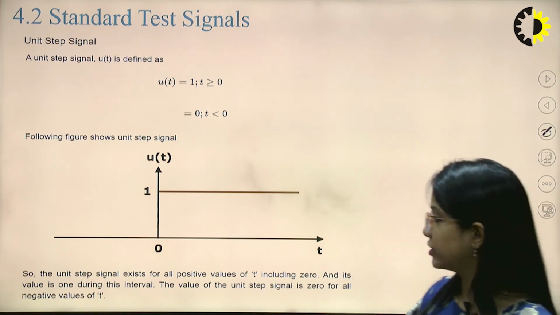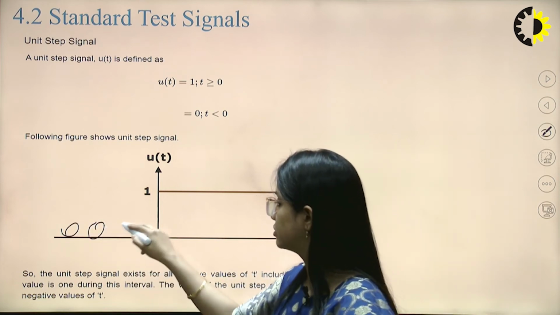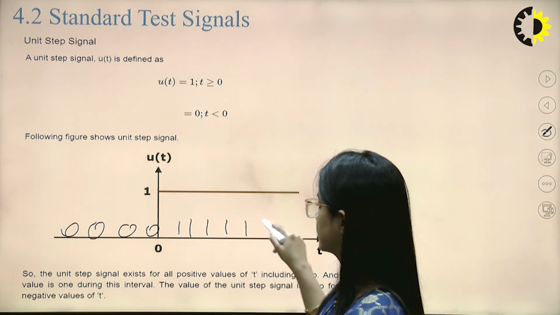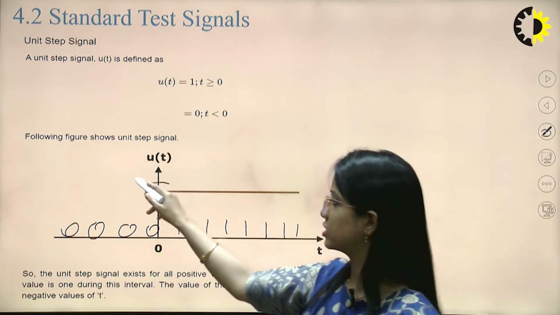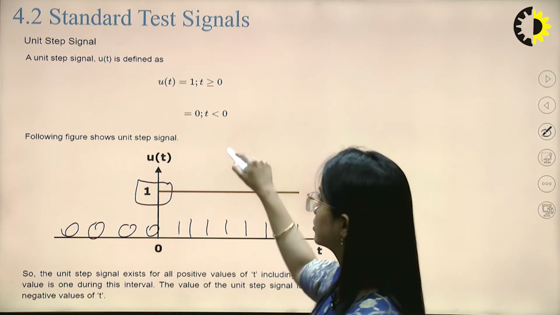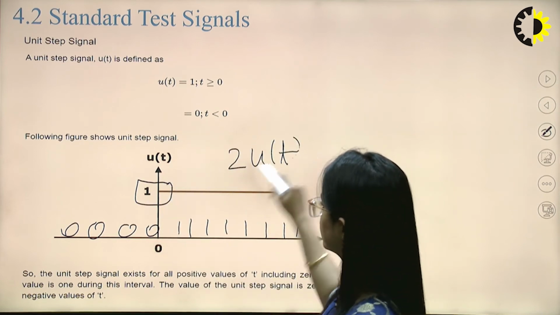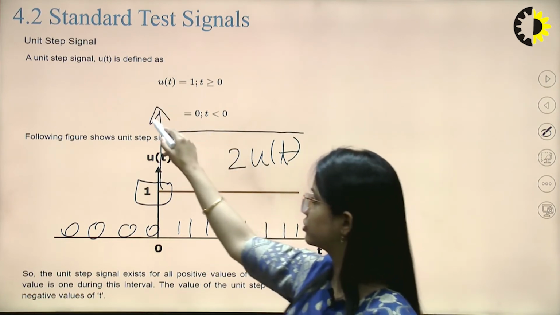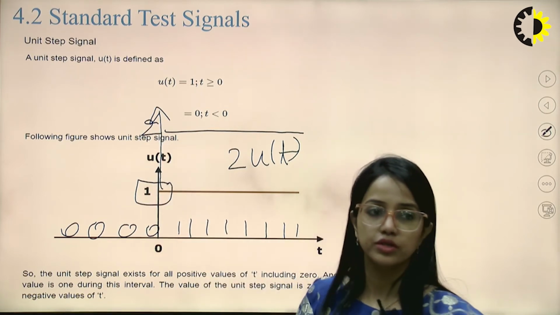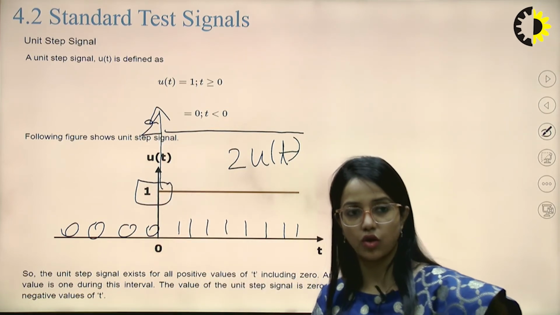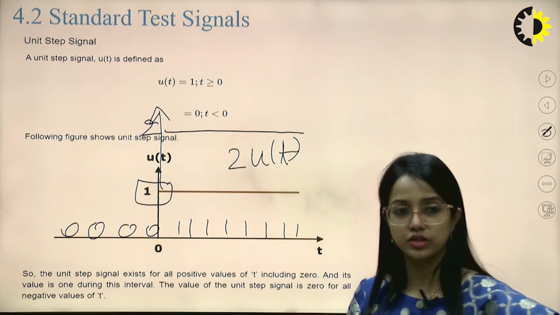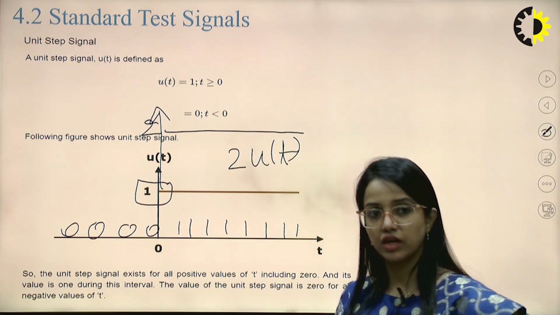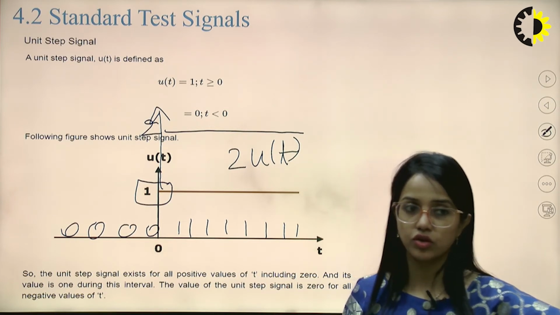So we have to see everywhere it is 0, and as and when we hit t equals to 0, it becomes 1. Let's make it 2u(t). So this output will be somewhere here, and here the magnitude will be 2. So the unit step signal exists for all positive values of t including 0. All its values are 1 during the interval. The value of the unit step signal is 0 for all the negative values of t.